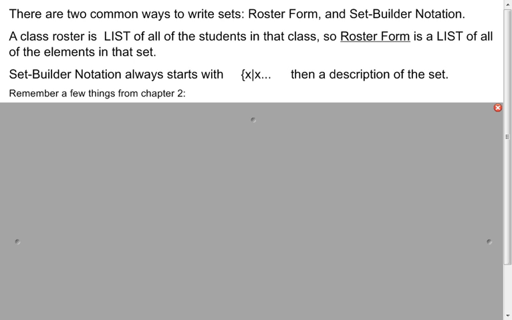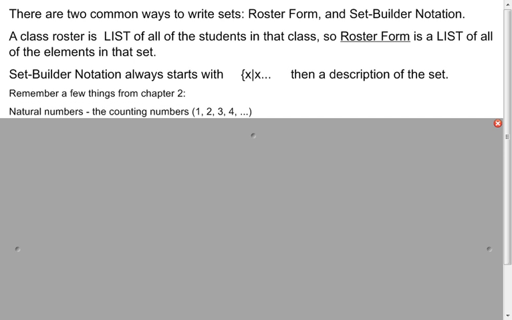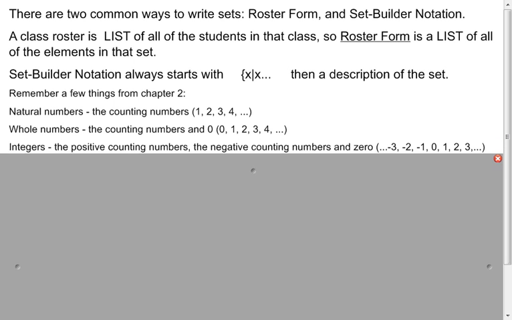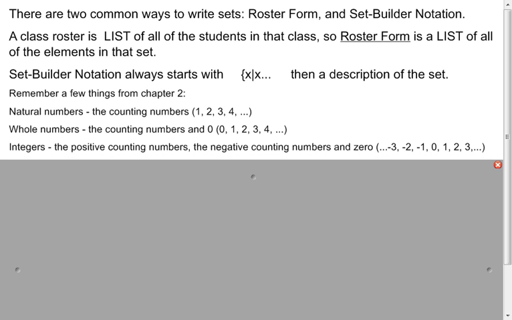Remember a few other things from Chapter 2. For example, natural numbers. We need to know what natural numbers are. It's going to come up. Natural numbers are the counting numbers, like 1, 2, 3, 4, things like that. Whole numbers, those are all of my counting numbers with 0 added to it. The only thing different between natural numbers and whole numbers is 0. Integers, those are the positive counting numbers, the negatives of the counting numbers, and 0. No fractions, no decimals, or anything like that.